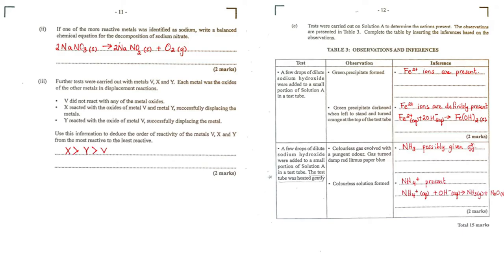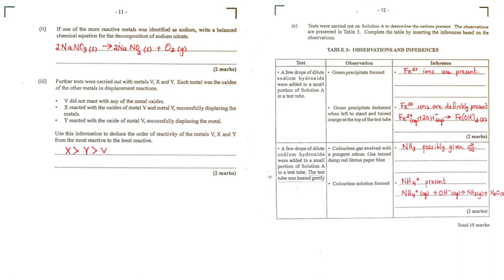Then it says X reacted with the oxides of metals V and Y, so that sounds like the most reactive. And Y reacted with the oxide of metal V. It didn't react with X, which means it would be lower down than X. So the order would be that X is more reactive than Y, and Y is more reactive than V, V being the least reactive.